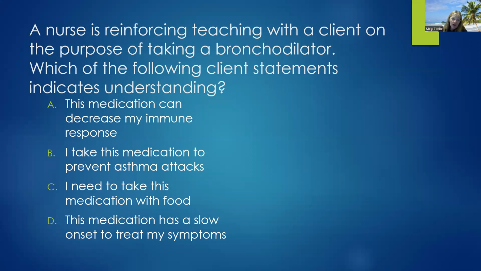And then D, a bronchodilator has a fast onset to relieve the manifestations associated with an asthma attack. So D is not correct, because it actually has a fast onset. So our correct answer is B. I take this medication to prevent asthma attacks.